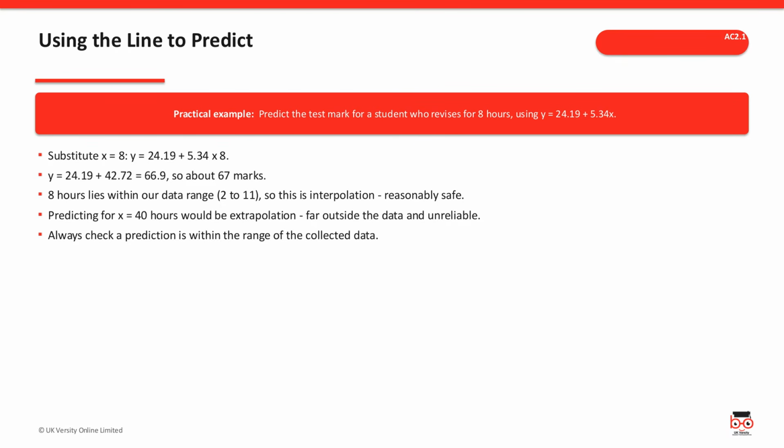Let's predict a mark for someone who revises 8 hours. We substitute x equals 8 into y equals 24.19 plus 5.34x. That's 24.19 plus 5.34 times 8, which is 24.19 plus 42.72, giving 66.9, so about 67 marks. Now 8 hours sits inside our data range of 2 to 11 hours, so this is interpolation and reasonably safe. Predicting for 40 hours would be extrapolation, way outside the data, and not to be trusted.